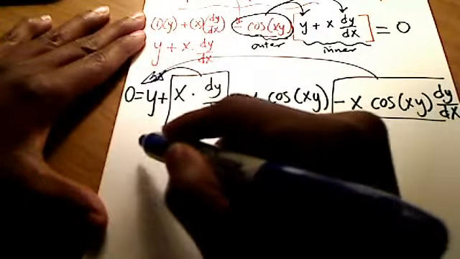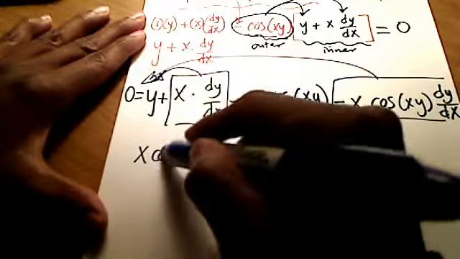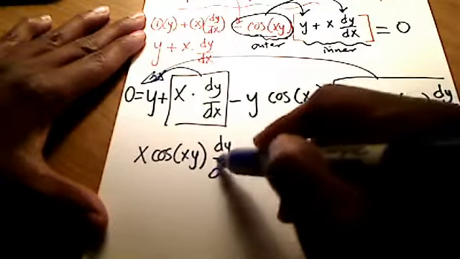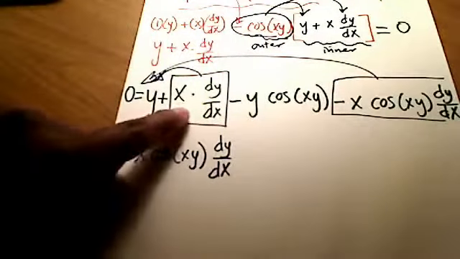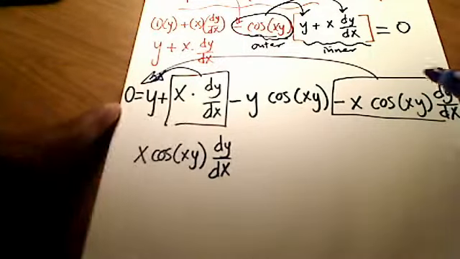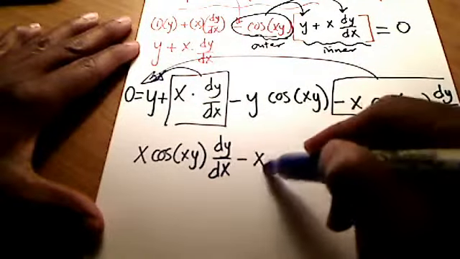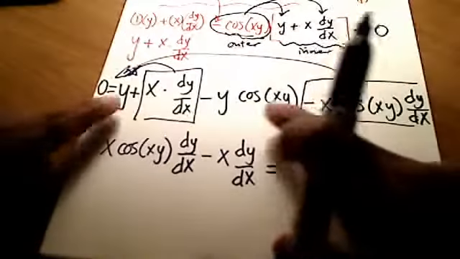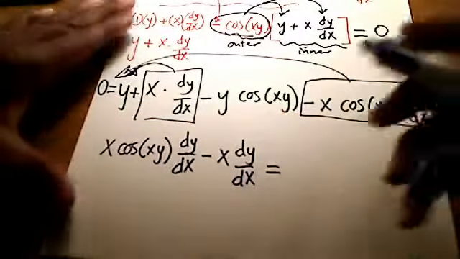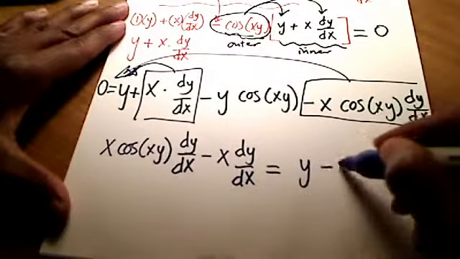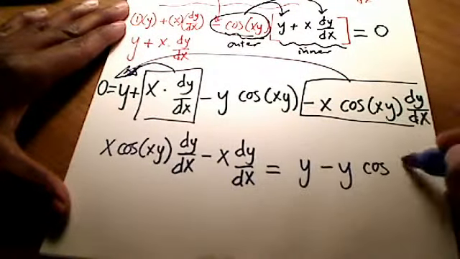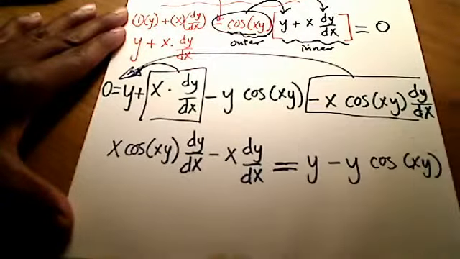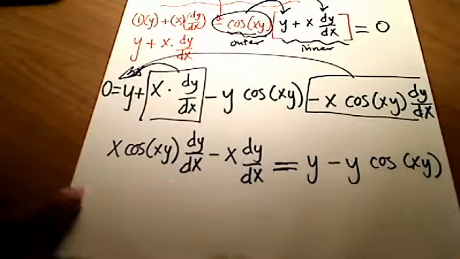I've got x cosine xy dy over dx. Okay, that's positive now. I'm going to bring this over to the left side, which makes it negative x dy dx. And what remains on the right-hand side are these two terms here. I've got y minus y cosine xy. Alright, cool. So there's my equal sign, and I've got the left-hand side, I've got the right-hand side.